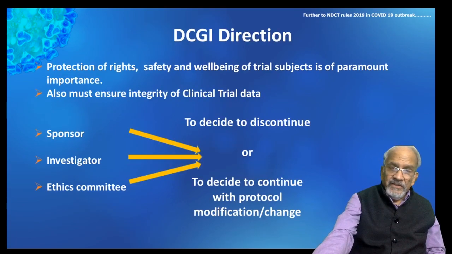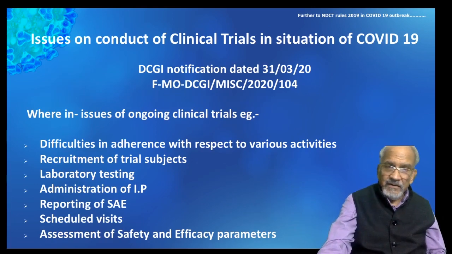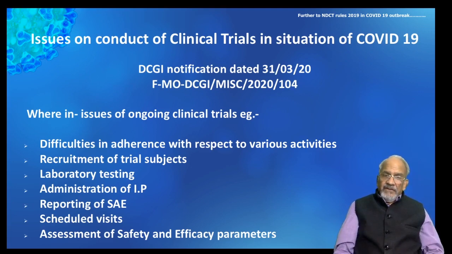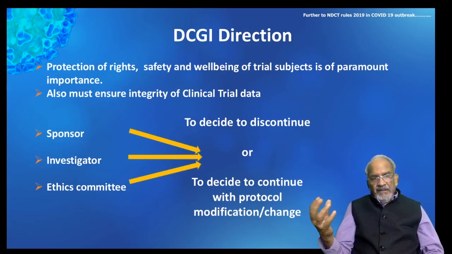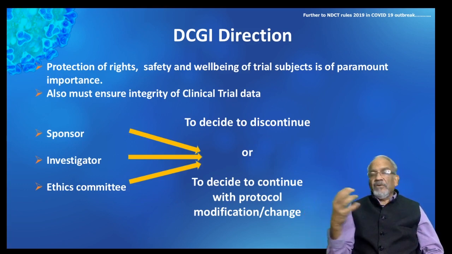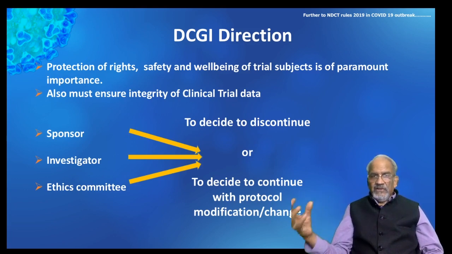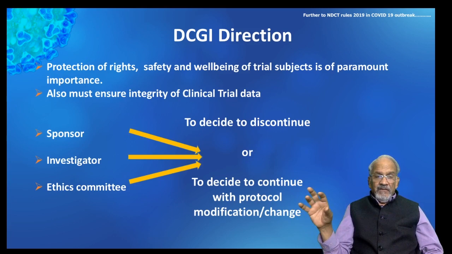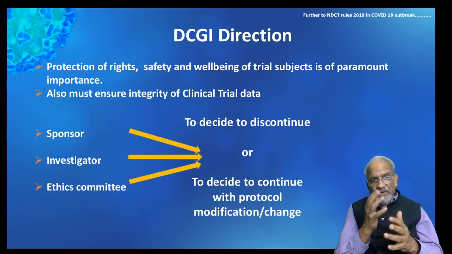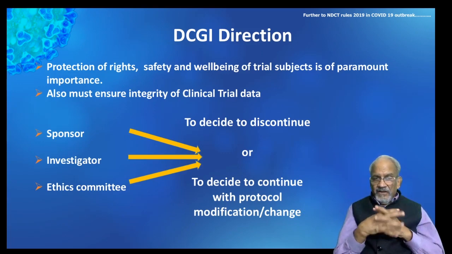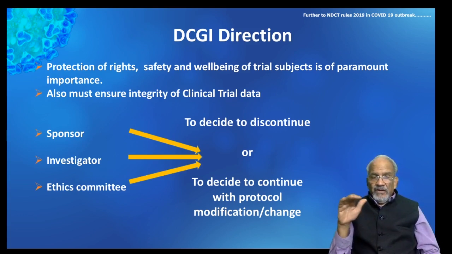Now, considering all these issues, the DCGI has issued a notification on 31st of March, which in essence says that protection of rights, safety and well-being of a trial subject is of paramount importance. Trial or no trial, new drug or no new drug is a secondary thing, but the protection of safety and well-being of the patient is primary, and one must also ensure the integrity of clinical trial data. If you are generating data, you have to see that it is sound, so it is a dilemma: the patient's rights as well as ensuring integrity. This is walking on a tightrope.